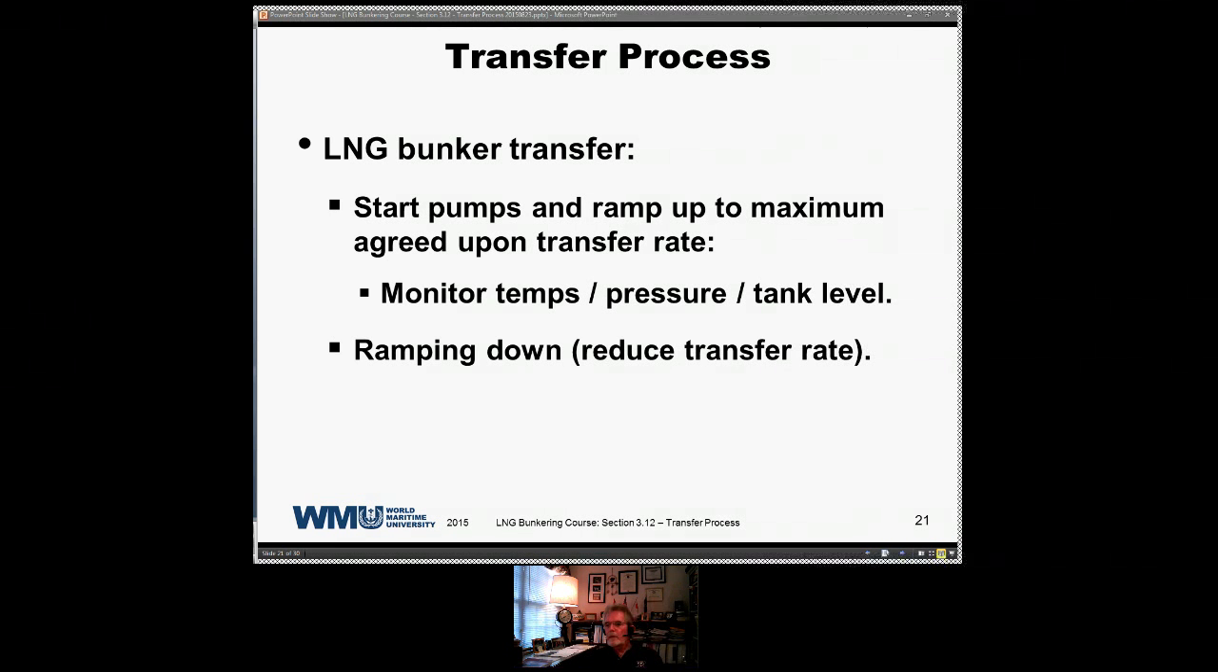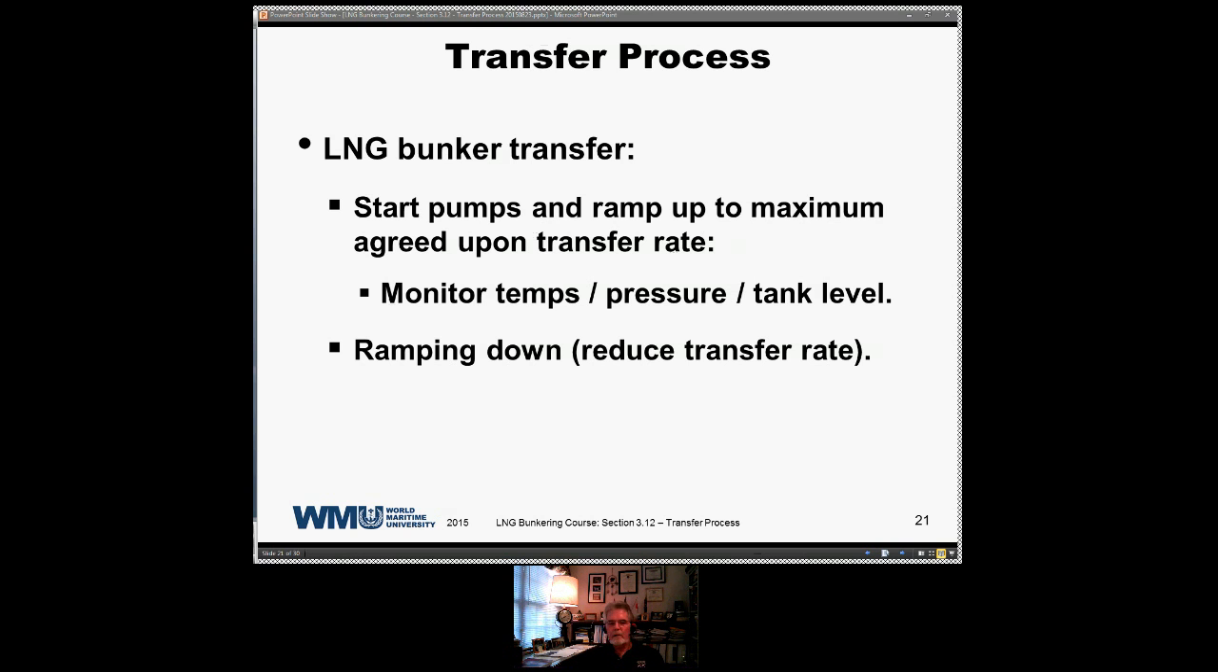Once we get to the point where we're going to start topping off tanks, topping off tanks is bringing the tanks up to their desired full level. We begin to reduce the transfer rate of the pumps, and that's done by reducing electrical power to the pumps, reducing the volume of liquid that's being pushed through that pump. That process is called ramping down.